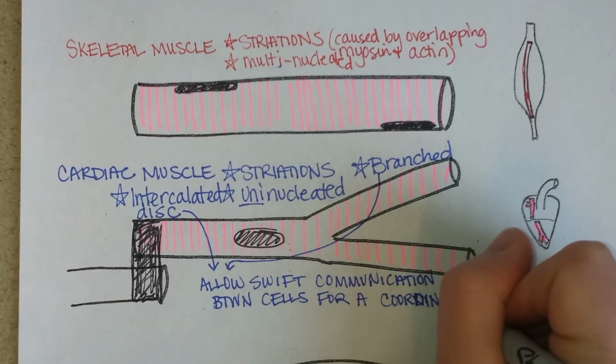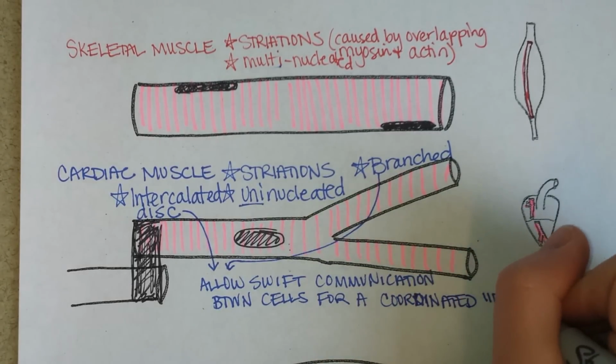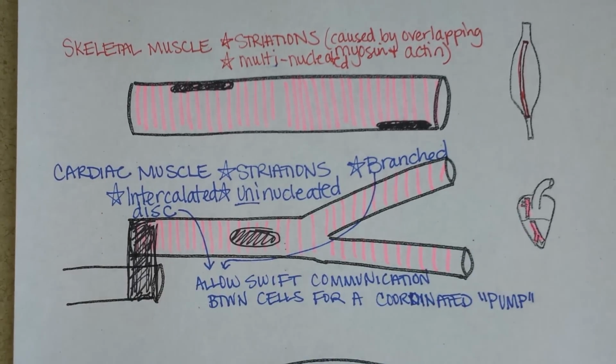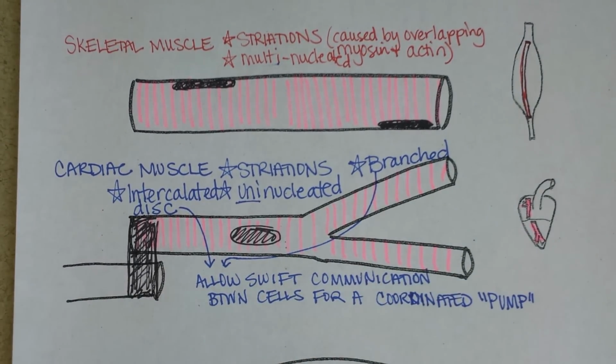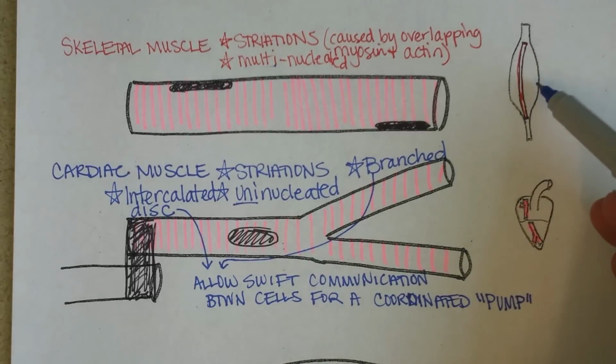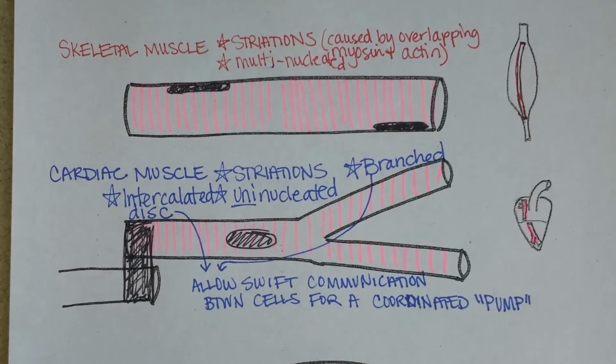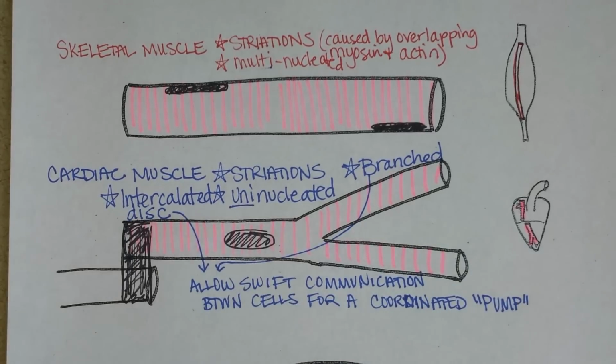Coordinated. These are special designs just for the heart to make sure that it pumps in a concerted effort. Whereas a skeletal muscle, you can actually have parts of it that are contracting and other parts that aren't, and you can still move. But the heart, if it is not pumping all at once, then it's not going to be an effective pump at all.